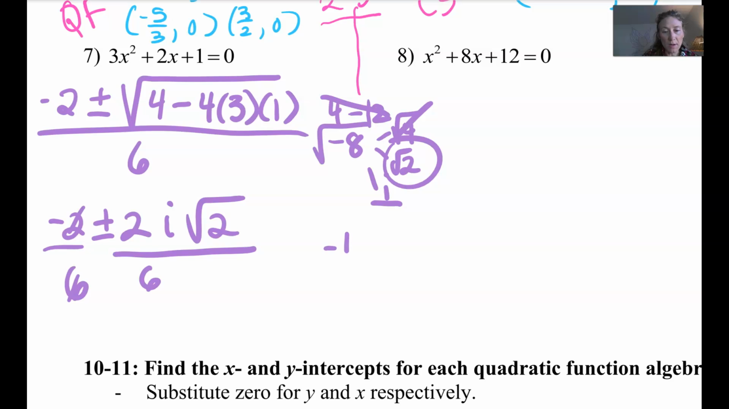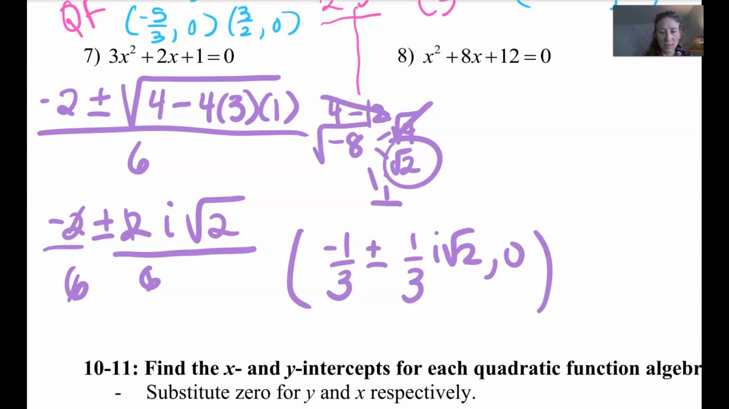That's going to be 1/3 plus or minus, again, 1/3 i rad 2, and then comma 0. Another way to write it could just be, I don't need to write the 1, that's kind of implied. So I could say -1 plus or minus i rad 2 over 3. That would be the same thing.